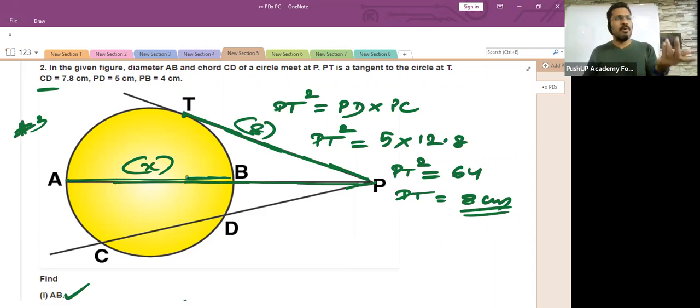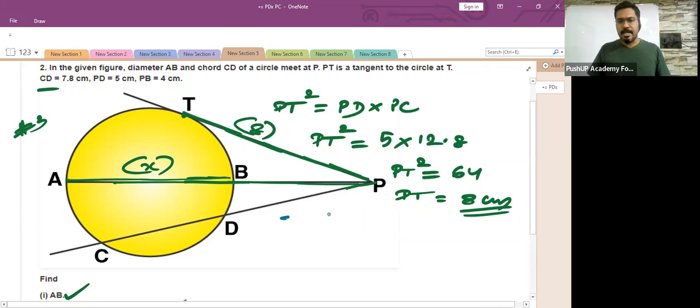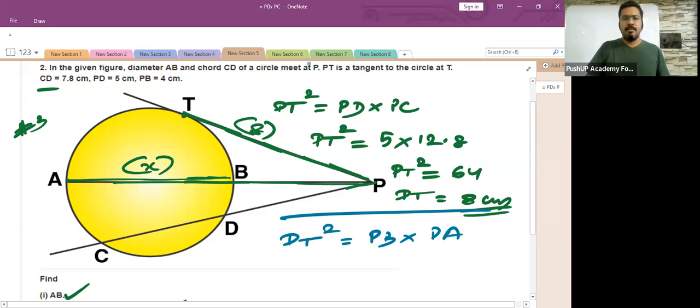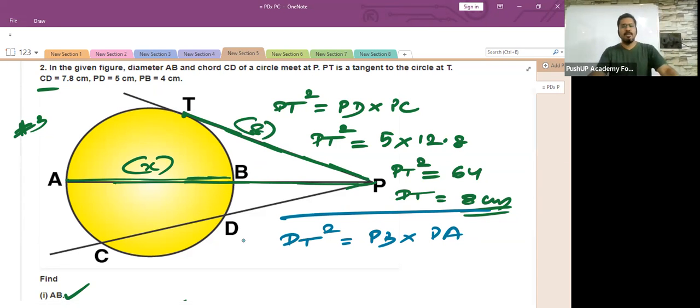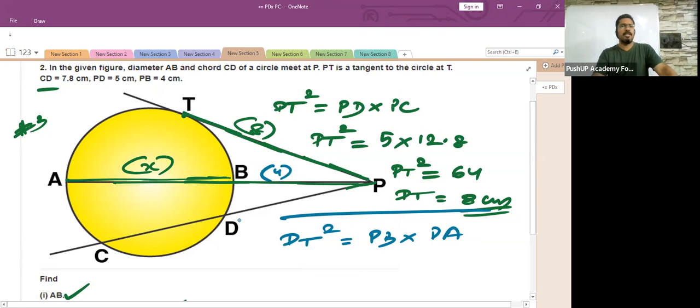Because AB is a chord. TP is a tangent. So the chord and the tangent are intersecting each other at an external point. Makes sense? So children, can't I write here PT square will be equal to the product of PB and PA? I can say this. PT square is equal to PB and PA. Now, they have given you the value of PB. How much is PB? It's 4 centimeter.